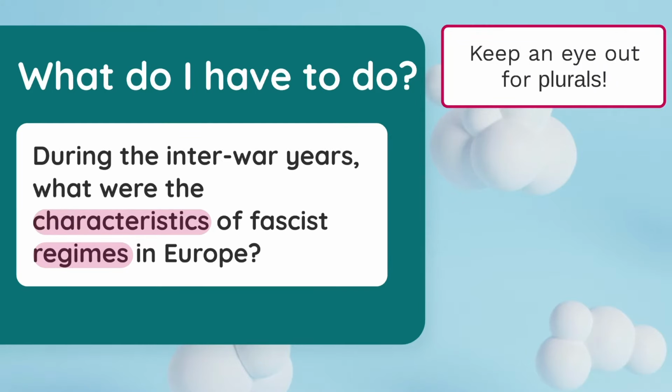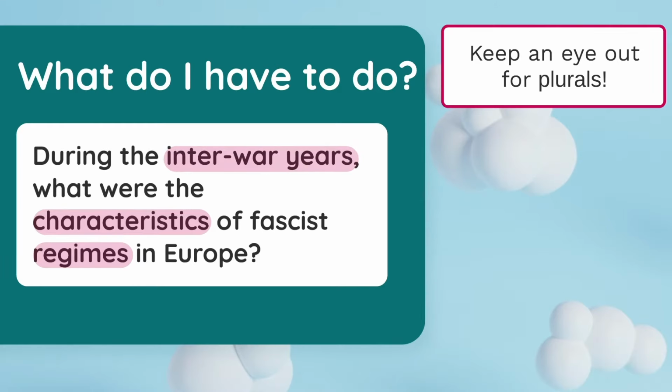I know it might sound silly, but what were the characteristics? So more than one characteristic. It could be common that you could nearly write an entire essay just on the propaganda, do you know what I mean? But that's only one characteristic. So just be careful there. And the same goes with regimes. You could write the entire essay just on Hitler's regime, but you have to mention at least two. Simple thing, but look out for the plurals.